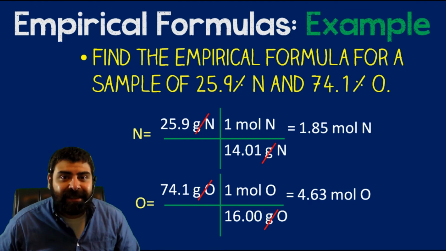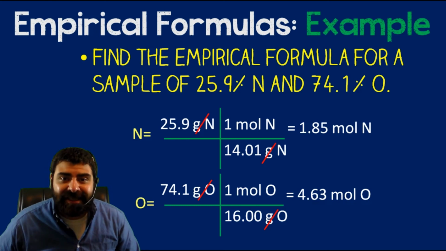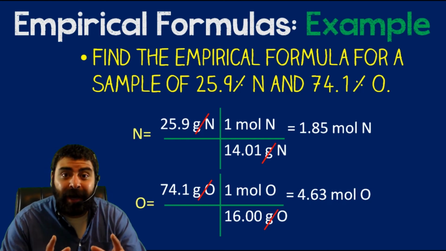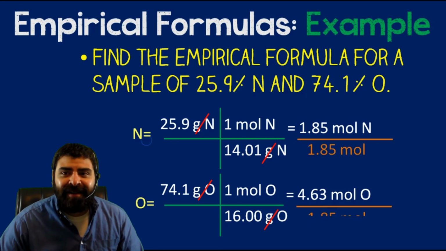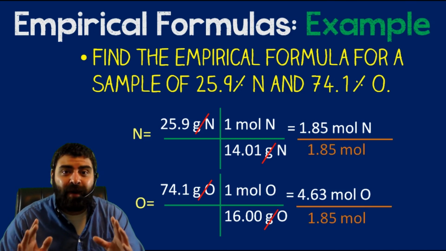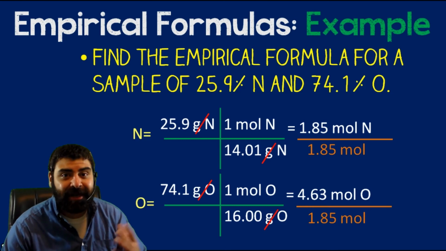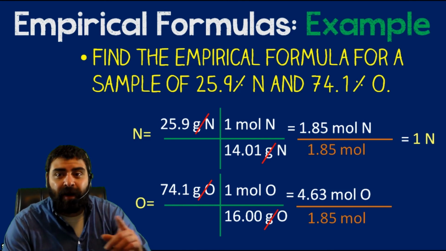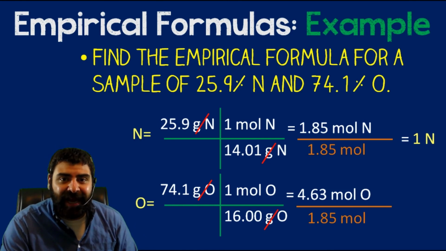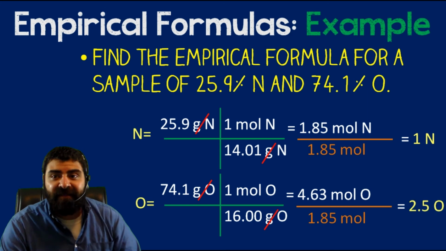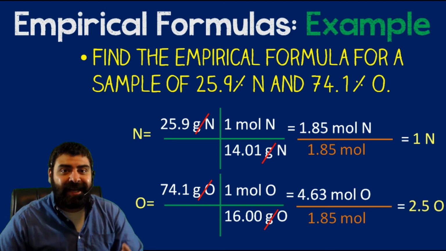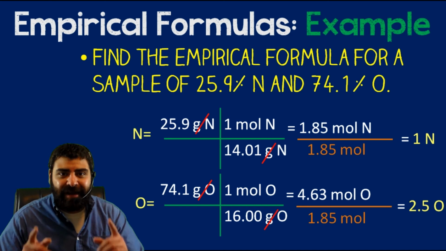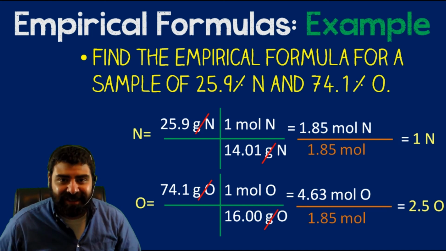So, step 3 says to look for the smaller number. Well, that would be your 1.85. So we take both of these numbers and divide them by 1.85. Now when we do that, you're always going to have one of them with an answer of 1 because it's divided by itself. In this case, that's the nitrogen. 4.63 divided by 1.85 gives you approximately 2.5. So what we see here is for every 1 atom of nitrogen, we have 2.5 atoms of oxygen.